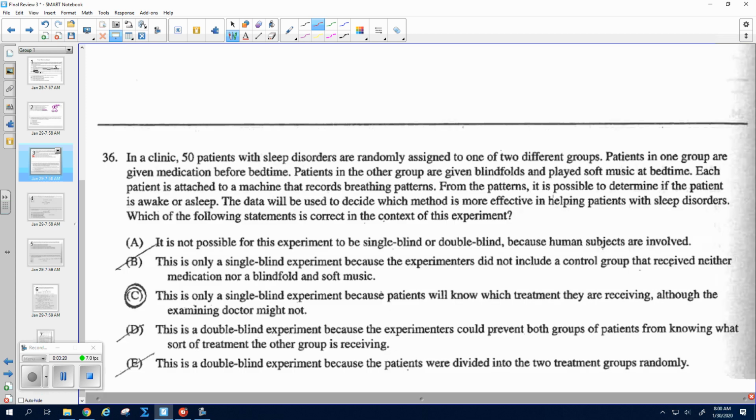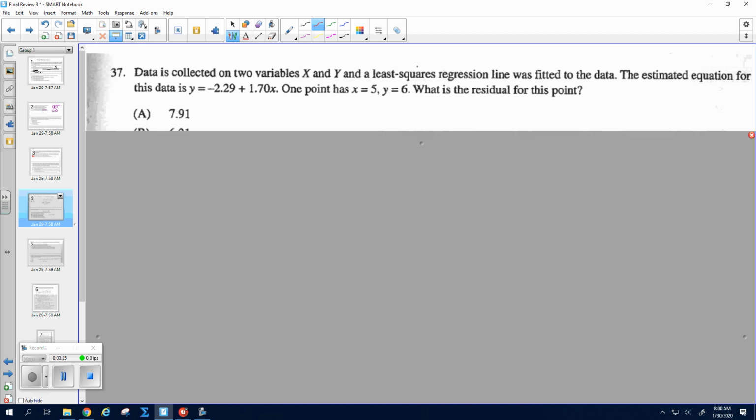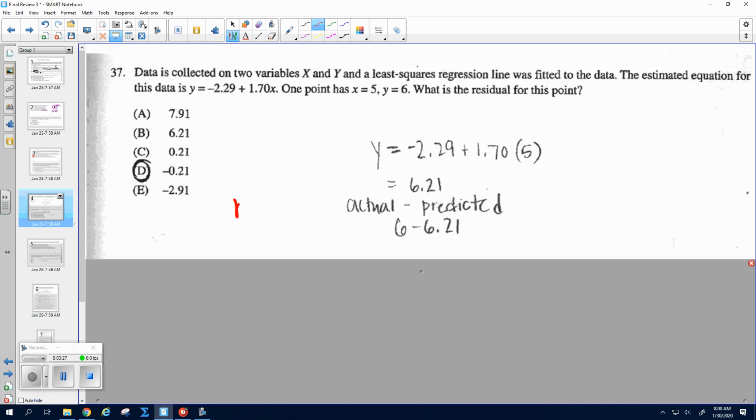Number 36 is C. All right, for 37, you have to remember that a residual is always the actual minus the predicted. So this point right here is the actual. So that's the 6. When they plugged in 5, they got 6, actually. But the predicted comes from this predicted equation right here. We would plug 5 in for x and see what we got. We were predicted to get this. And then you have to do actual minus predicted, and you get D.